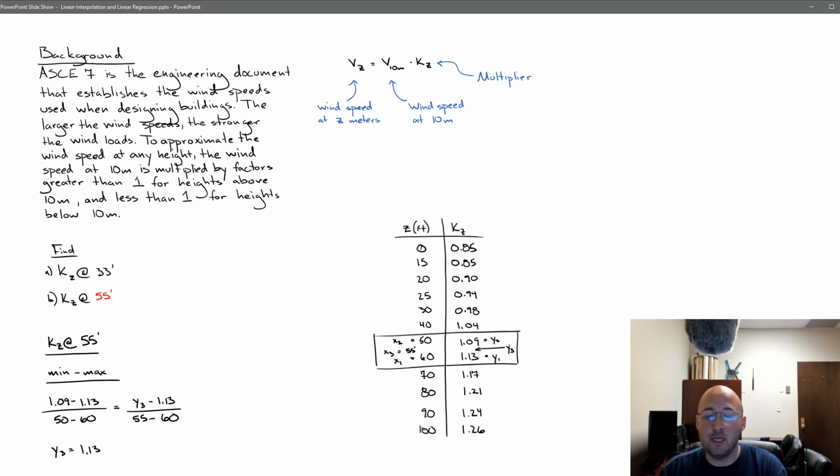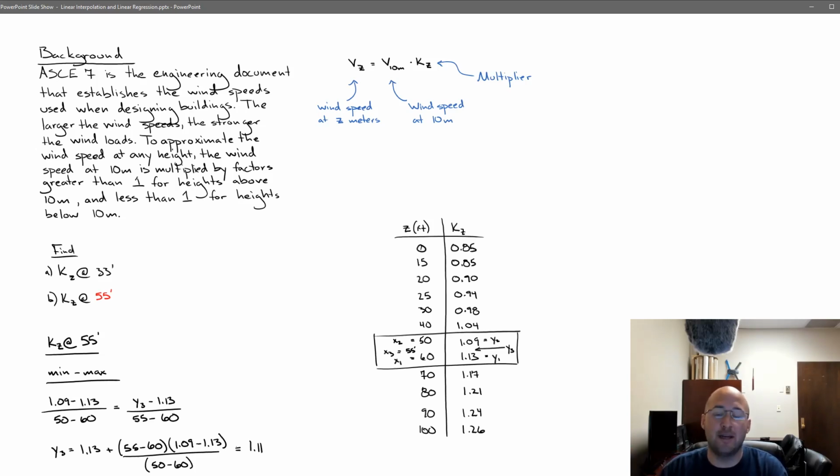Rearranging for y3, we get 1.13 plus that cross-multiplied 55 minus 60 up into the numerator of the opposite side, so multiply by 1.09 minus 1.13, divided by 50 minus 60. Which equals 1.11, which intuitively makes sense, right? 55 is halfway between 50 and 60. 1.11 is halfway between 1.09 and 1.13.